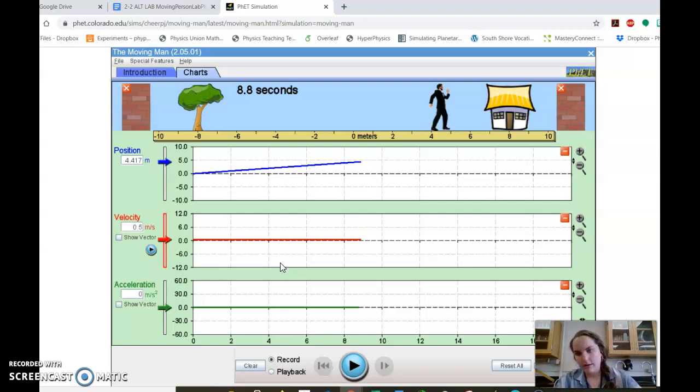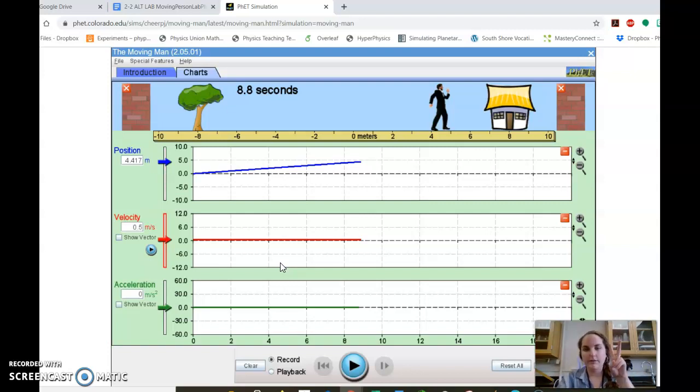One, explain what my slope actually means for this motion. So what does my slope mean for the motion of this person here? Is it positive? Is it negative? If it's negative, what does that mean? If it's positive, what does that mean? If it's steep, what does that mean? If it's not so steep, what does that mean? Okay, that's all I'm looking for you to do here.